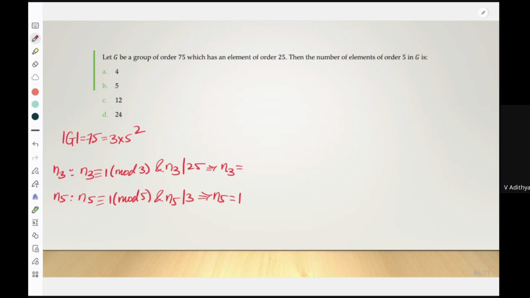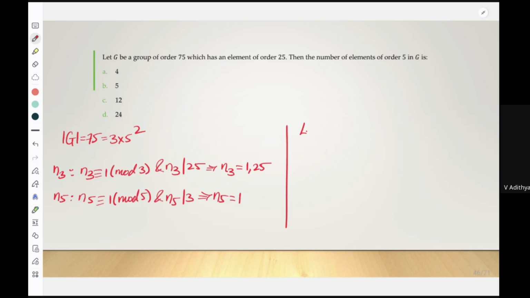n_3 can be either 1, 5 or 25. 5 is not congruent to 1, 25 is congruent to 1, so it can be either 1 or 25. Anyways, we are dealing with the number of elements of order 5, so that has nothing to do with n_3. Whatever subgroup you get from n_3 will be a subgroup of order 3, and it has nothing to do with elements of order 5.